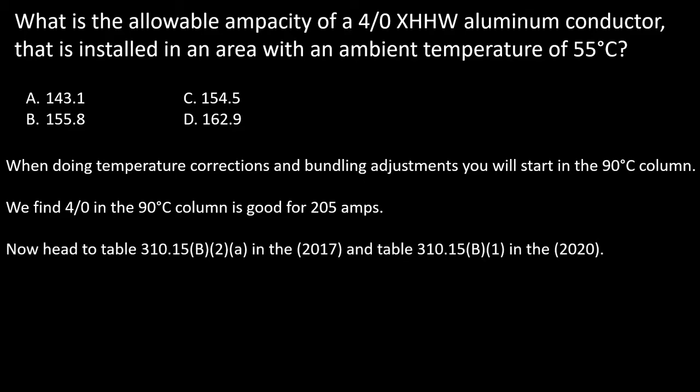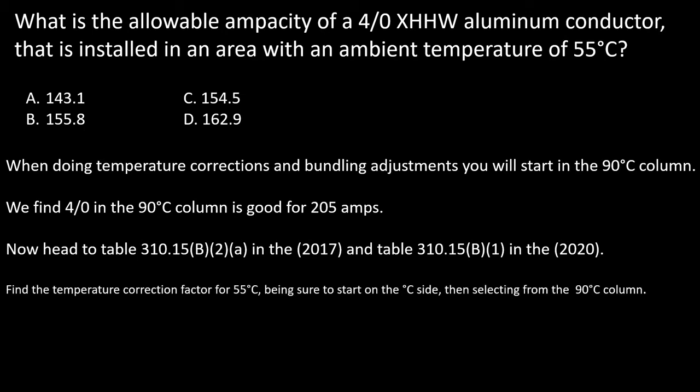Now we're going to head to our respective tables. We find the temperature correction factor for 55 degrees C, being sure to start on the left-hand side of the table because our ambient temperature is in Celsius. Now we're going to head and tee off with the 90 degrees C column for our correction factor. We find that it's 0.76.